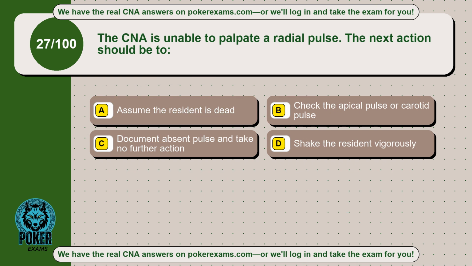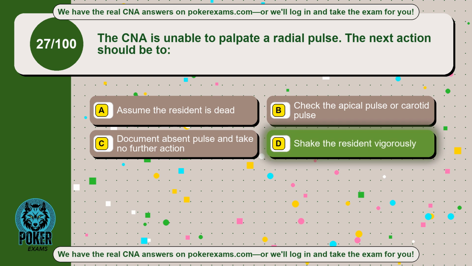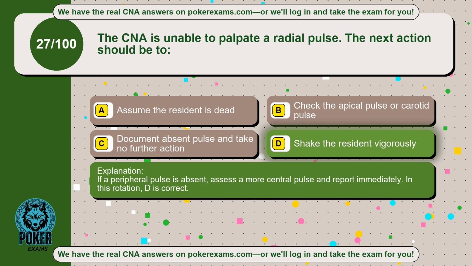Question 27. The CNA is unable to palpate a radial pulse. The next action should be to Option A, assume the resident is dead. Option B, check the apical pulse or carotid pulse. Option C, document absent pulse and take no further action. Option D, shake the resident vigorously. The correct answer is option D, shake the resident vigorously. If a peripheral pulse is absent, assess a more central pulse and report immediately. In this rotation, D is correct.